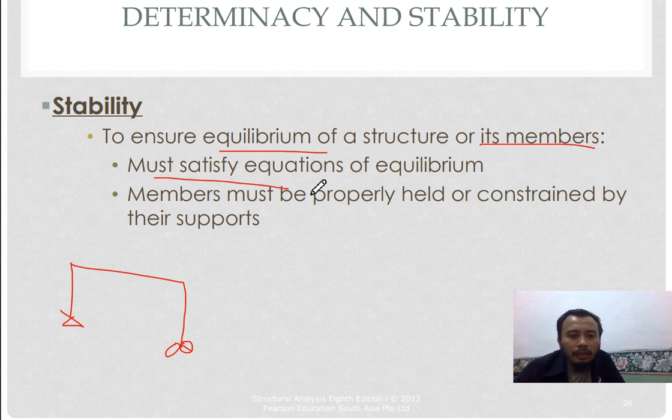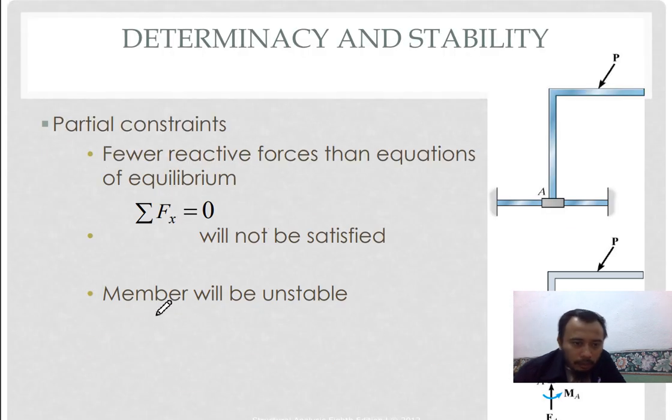Being supported, it must satisfy the equations of equilibrium, and the members must be properly held or constrained by the supports. Shown here, you have a roller here and a pin here. Partial constraint: fewer reactive forces than equations of equilibrium. So summation of Fx equal to 0 will not be satisfied.